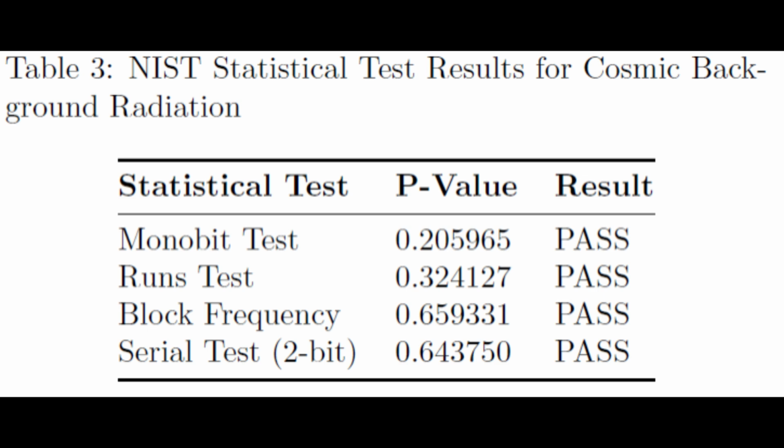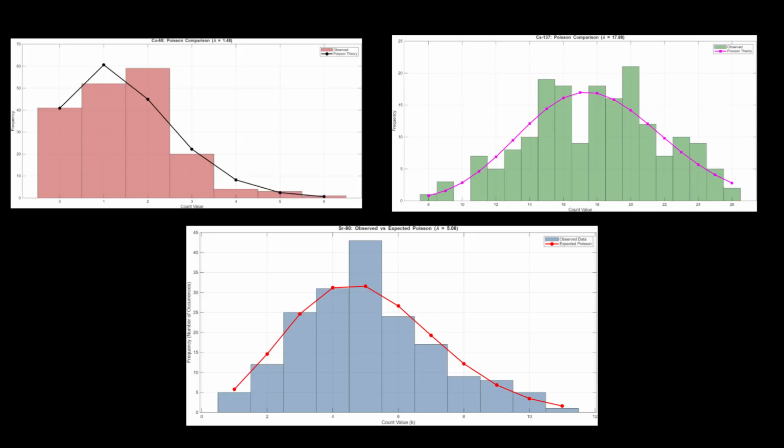In the second part of our experiment, we investigated whether radioactive decay truly obeys the Poisson distribution. To verify this, we recorded 180 measurements of ticks per second for each of the three radioactive sources. We then plotted the observed frequency distributions and overlaid the theoretical Poisson curve using MATLAB.